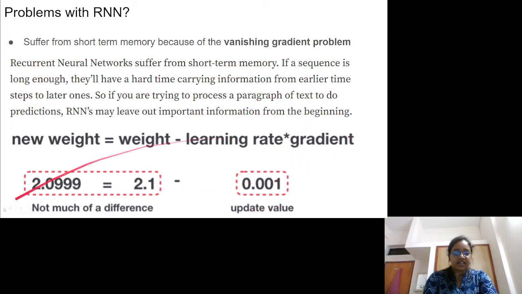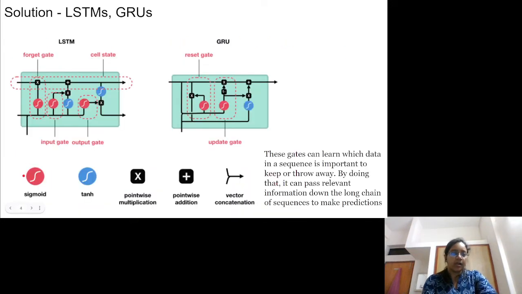So it's like this. 2.1 was your original weight. You subtract something extremely small from it. The resultant value is not much different from it, right? So the vanishing gradient problem causes your gradient to become very, very small, it's almost vanishing. That is why there is hardly any learning. This weight, whatever it was, is still very close even after the update.